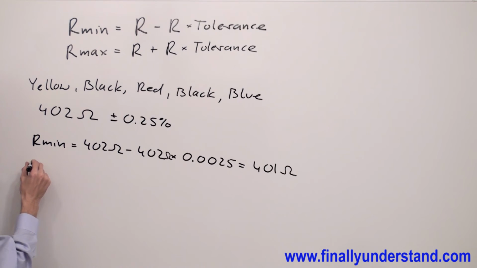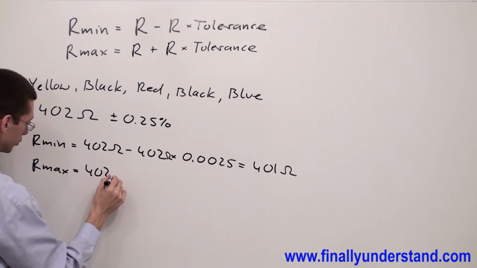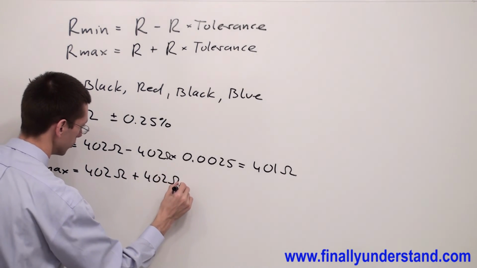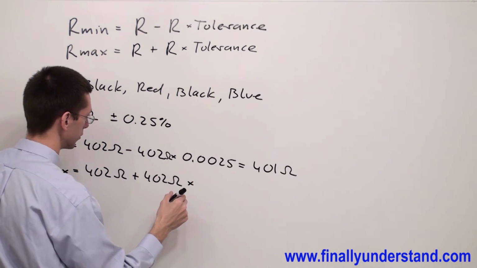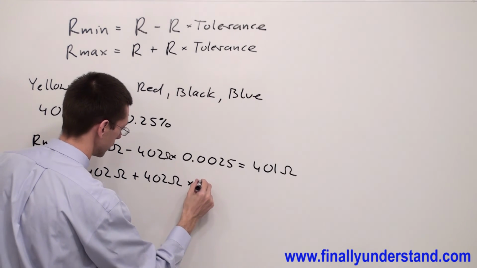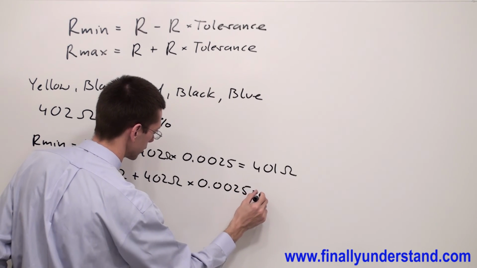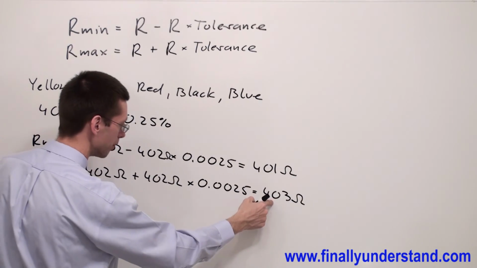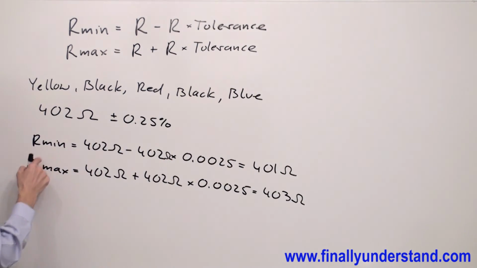If you want to find R max, this is equal to 402 ohms plus 402 ohms times the tolerance 0.25%. So I have 0.025 equals 403 ohms. This is the maximum possible resistance of this resistor. And these are the solutions to my problem.